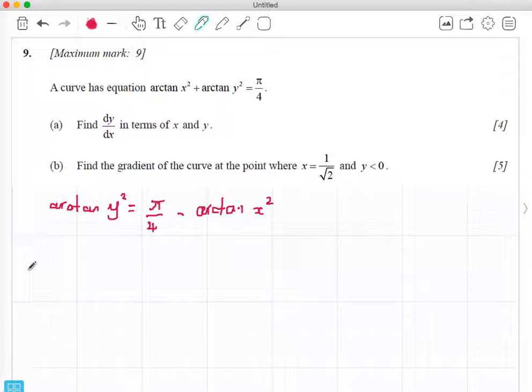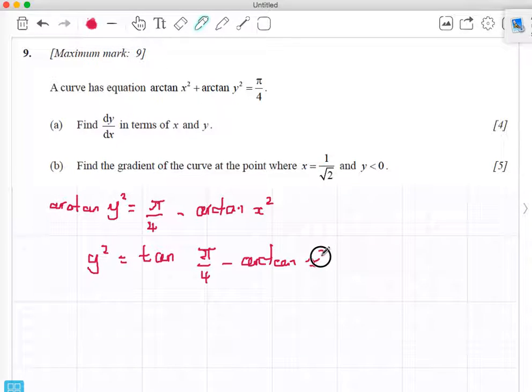Now at this point I want to get rid of the arctan. The opposite of arctan is to take a tan of both sides. So when I do tan arctan, I'm just left with y squared. But now I've got to do a tan of the other side. Now it's not a tan of each individual thing, so it's not tan pi over 4 and tan arctan x squared. It's tan of pi over 4 minus arctan x squared in a bracket.